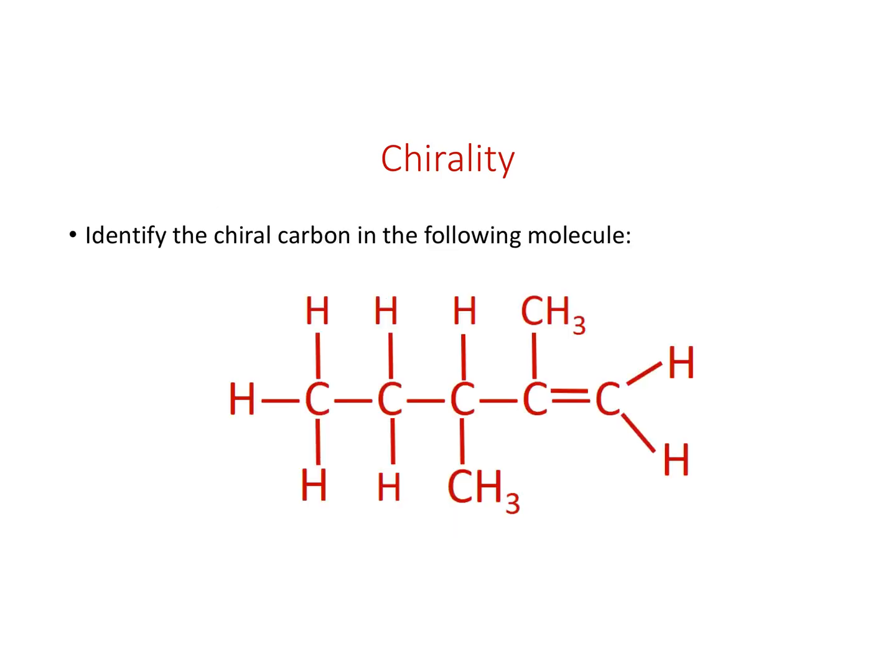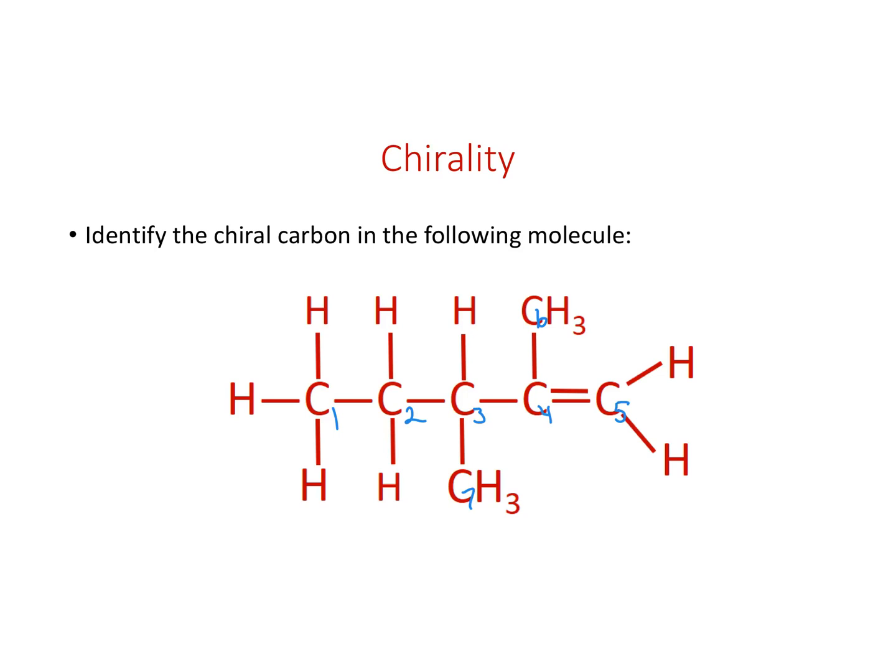So here's a question for you. Identify the chiral carbon in the following molecule. A chiral carbon is a carbon that has 4 different substituents, 4 different branches off of that chiral carbon. So is it carbon 1, carbon 2, carbon 3, carbon 4, carbon 5, or we'll even say carbon 6 or carbon 7? What carbon is the chiral carbon in this molecule?